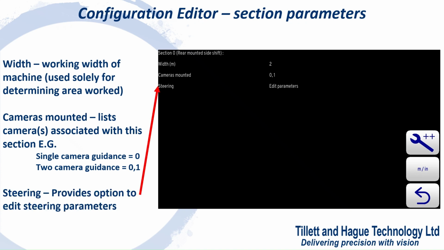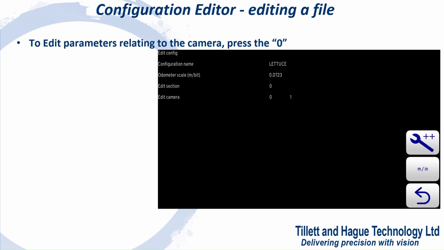The bottom line offers the opportunity to edit steering parameters. These are the settings relating to how the section position sensor feedback operates, or proportional valve settings. Typically, these parameters are for advanced users only. You can find more information on these in the manual. Go back to the previous screen with the loop back arrow. We will now explore what happens when you touch on the Edit Camera 0 index number.